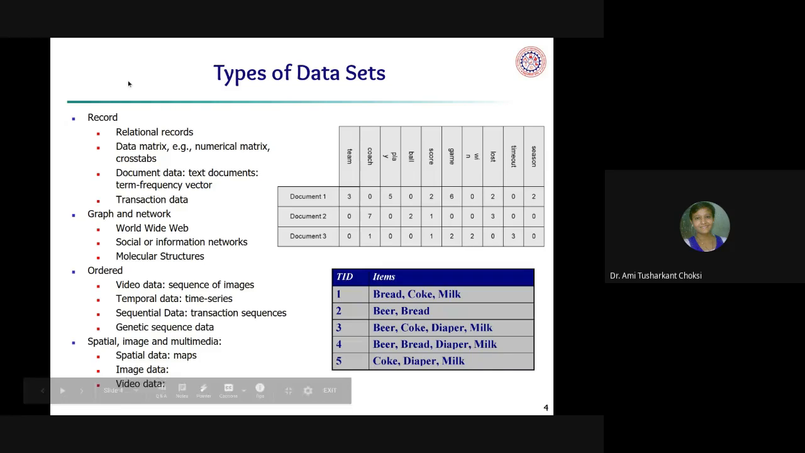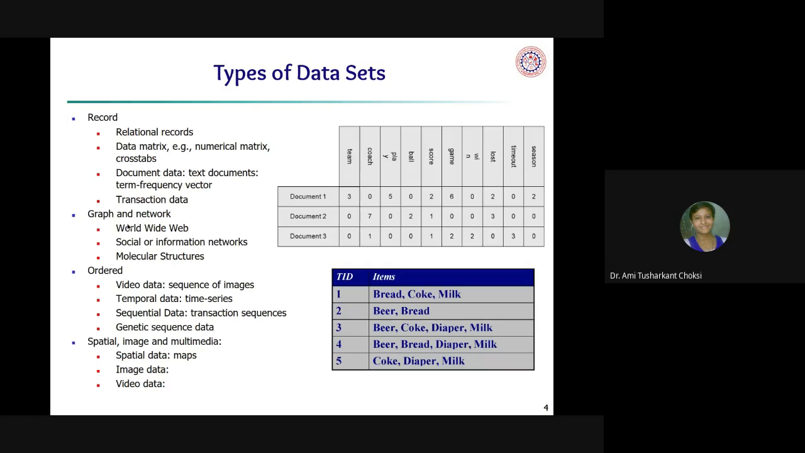So for record, what do we say? Relational records, data matrix, numerical matrix, cross tabs. Document data can be text documents, term frequency vector. That is what we are talking of as TF-IDF, right? So when text documents are there, we are considering the term frequency vector. Transaction data can be there. So if we consider data sets of record type, we can consider all these things.